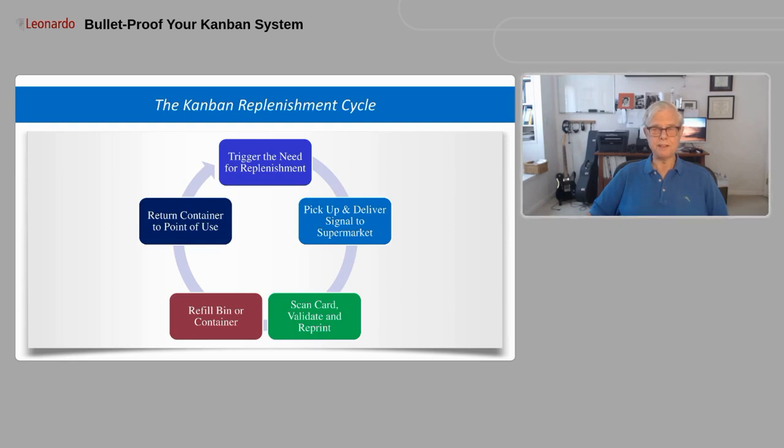And then you've got to physically bring that part back to the point of use, or the workstation, and put it where it needs to be, right? In a flow rack, ideally. So that pretty much completes the cycle. So that's it at a high level.